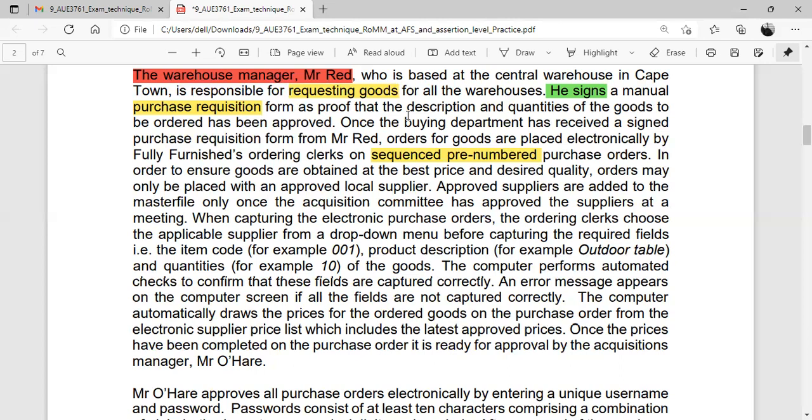So give me more controls and let's test them. There is something that says the computer performs automated checks to confirm that these fields are captured correctly. An error message appears on the computer screen if all the fields are not captured correctly. So that's a control. How do you test this control?